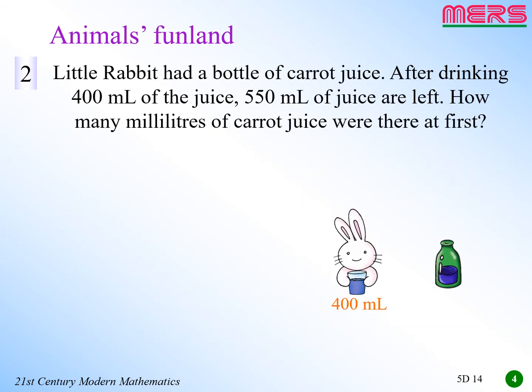For number 2, Little Rabbit had a bottle of carrot juice. After drinking 400 milliliters of the juice, 550 milliliters of juice were left. So how many milliliters of carrot juice were there at first? In this question, we are going to find the original amount of carrot juice. So we let V ml be the original amount of carrot juice.